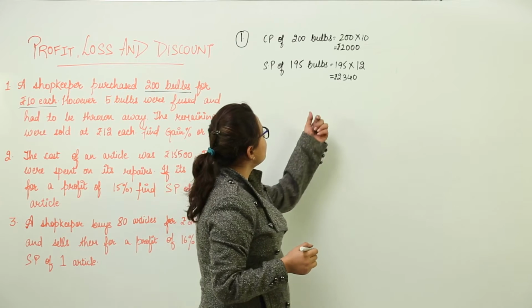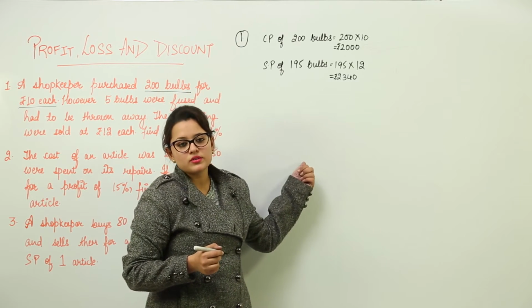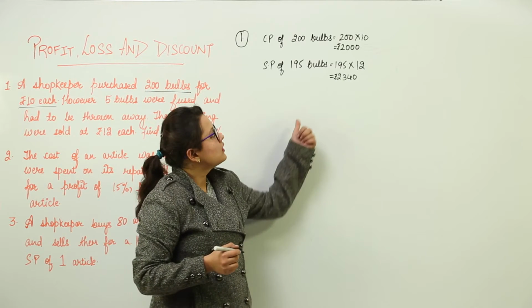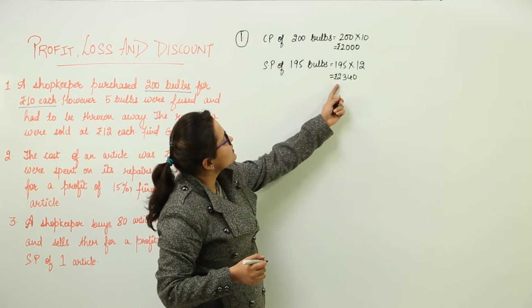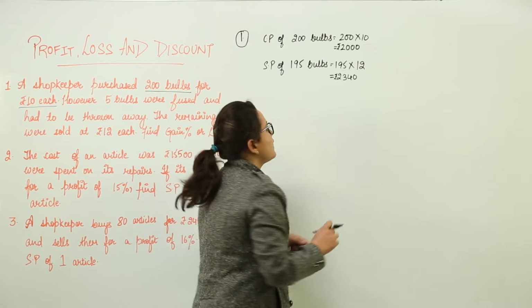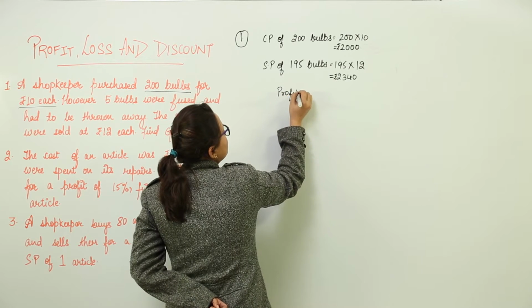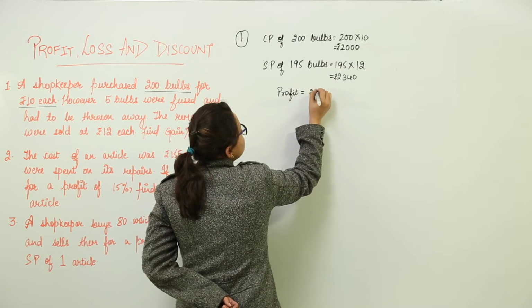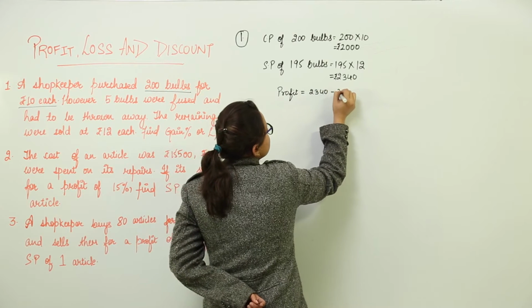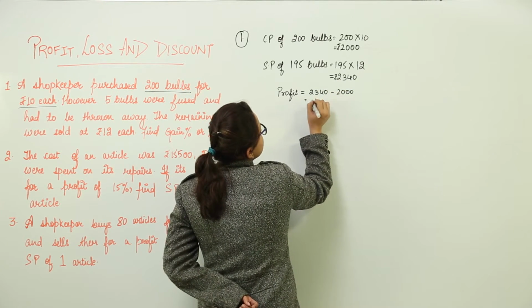Now can you identify, has the shopkeeper earned profit or loss on this transaction? Because the selling price is greater than the cost price, we have got gain percent, that is profit percent. How much will that be? First of all, we will calculate the profit, that is 2340 minus 2000 equal to 340 rupees.